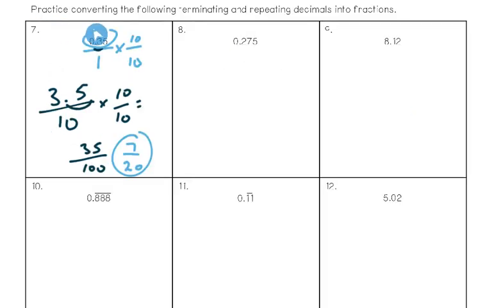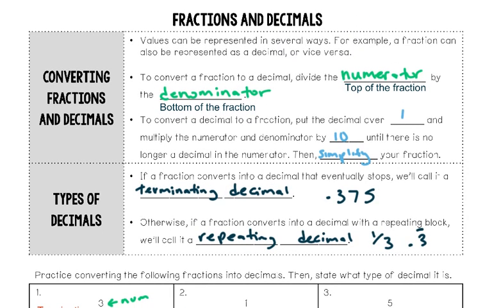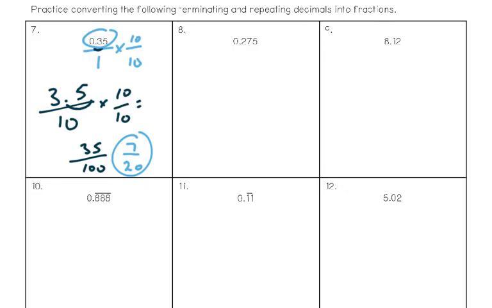This section, we are practicing converting the following terminating and repeating decimals into fractions. So we already looked at 0.35 or 35 hundredths into making that a fraction, a simplified fraction, and we got 7/20. So let's go ahead and remind ourselves of the process. Remember, you have these notes in front of you. You should be looking at to convert a decimal to a fraction. We put the decimal over 1 and then multiply the numerator and denominator by 10 until there's no longer a decimal in the numerator. So let's look at this 0.275.